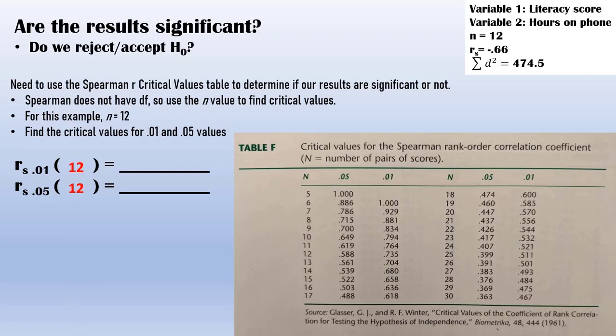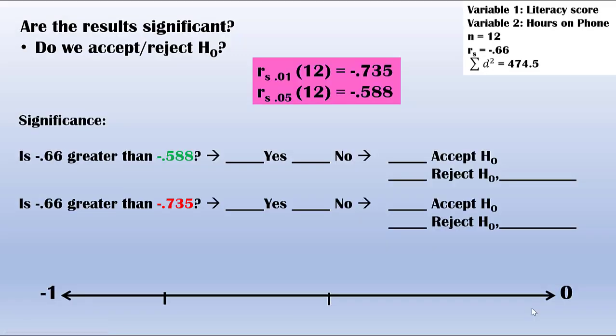Then we're going to look over to the right at table F, and go down to the value of 12. All that we have to do is plug in our 0.01 and 0.05 values. For 0.01, we have a value of 0.735, and that's going to go over here. And for our 0.05, we have a value of 0.588, and that's going to go over here. Now that we have those critical values, we can use them to determine our significance.